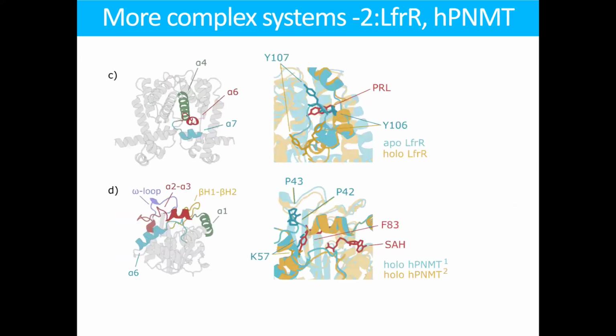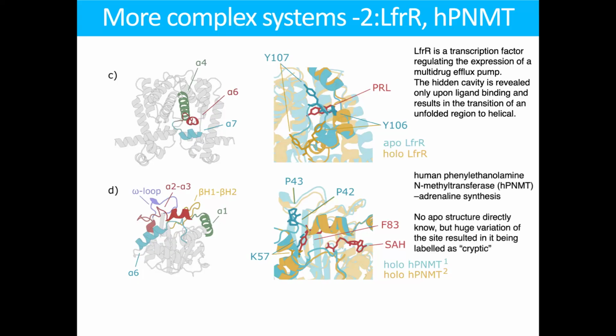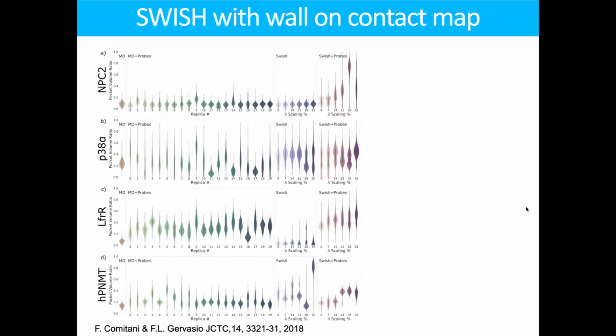The other two systems that we have handpicked to look at this were the LFRR, which is a transcription factor that regulates expression of a multi-drug efflux pump, and human phenylethanolamine N-methyltransferase, which is important for adrenaline synthesis. In all these cases, here is our violin plot.